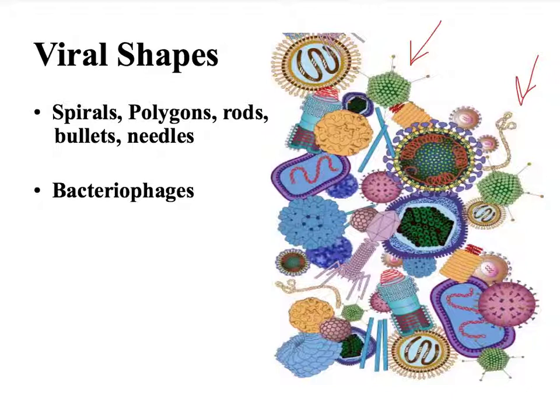There's rod-shaped. The tobacco mosaic virus is rod-shaped. They have bullet shapes. Look at how weird this guy is right here. Some of them have a needle-like shape to them. And then one very, very unique type of viral shape is pictured right here. This is a bacteriophage. Bacteriophages are viruses that will infect bacterial cells.